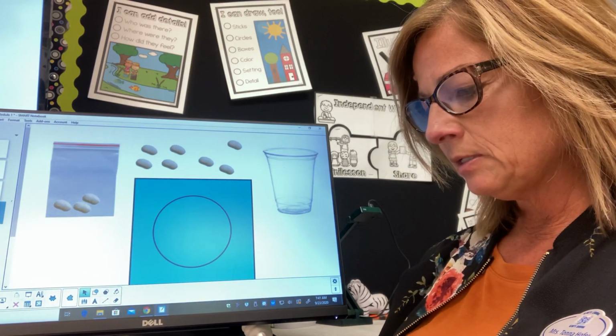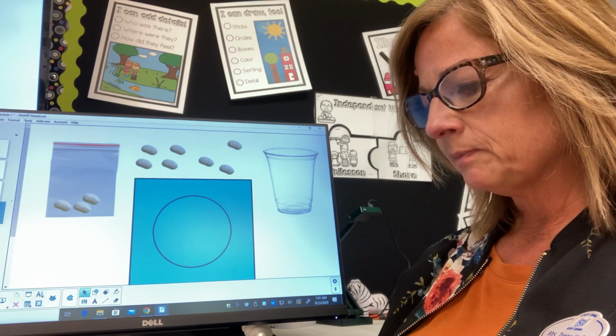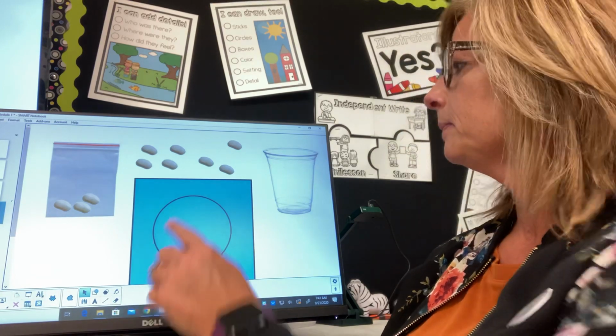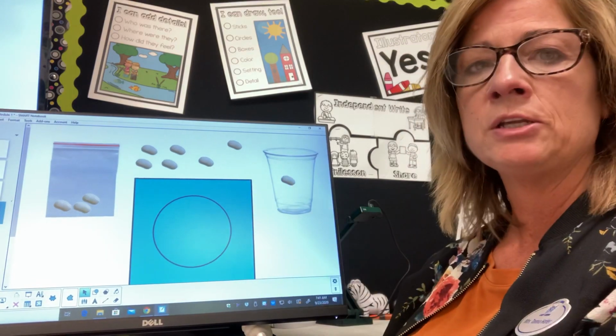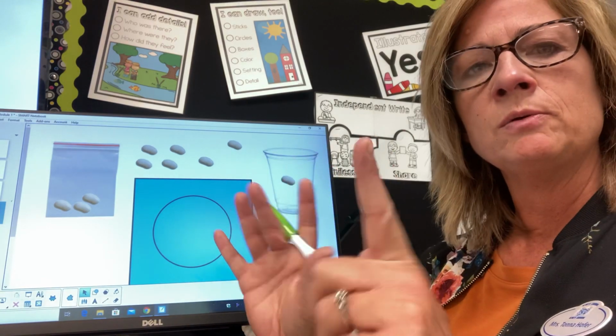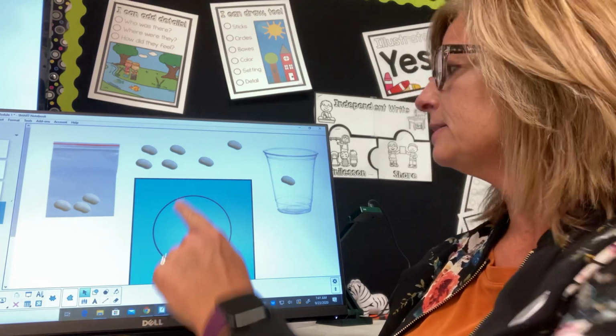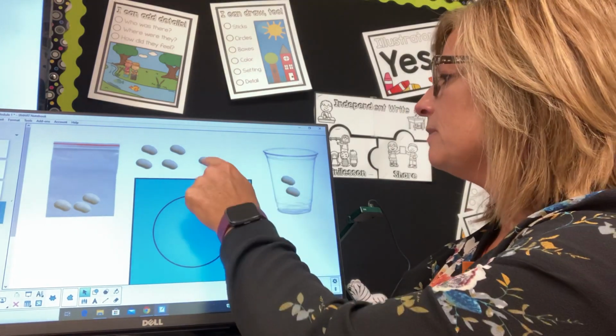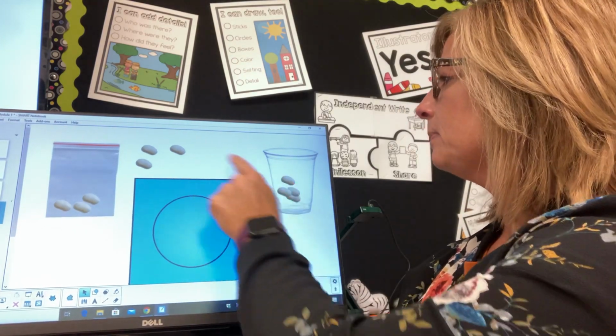I'm going to put the counters in my cup. And you're going to put your counters in your cup. We took out 5 and 2. 5 and 2 makes, that's right, 7. So we're going to put those 7 beans in the cup.